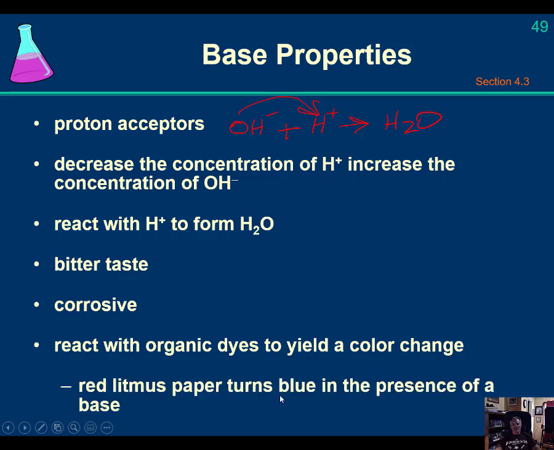Red litmus paper will turn blue in the presence of a base. And again, the universal litmus paper will turn from tan to blue in the presence of a base. So bases turn litmus paper blue.